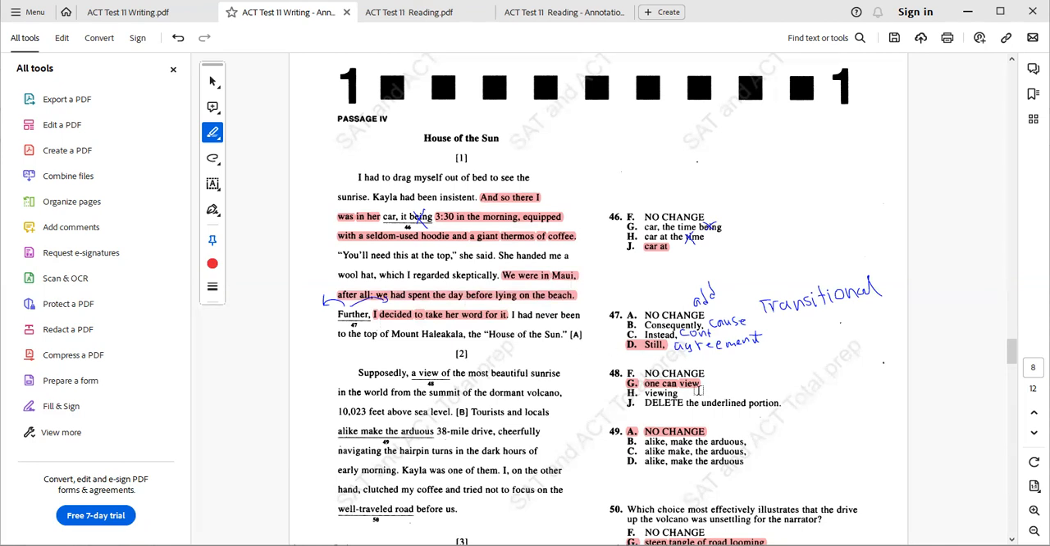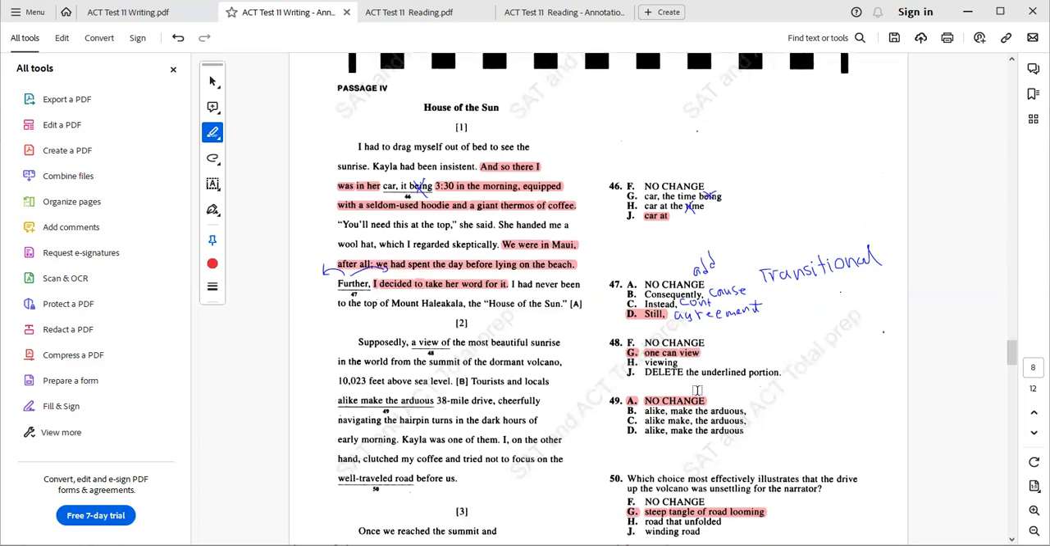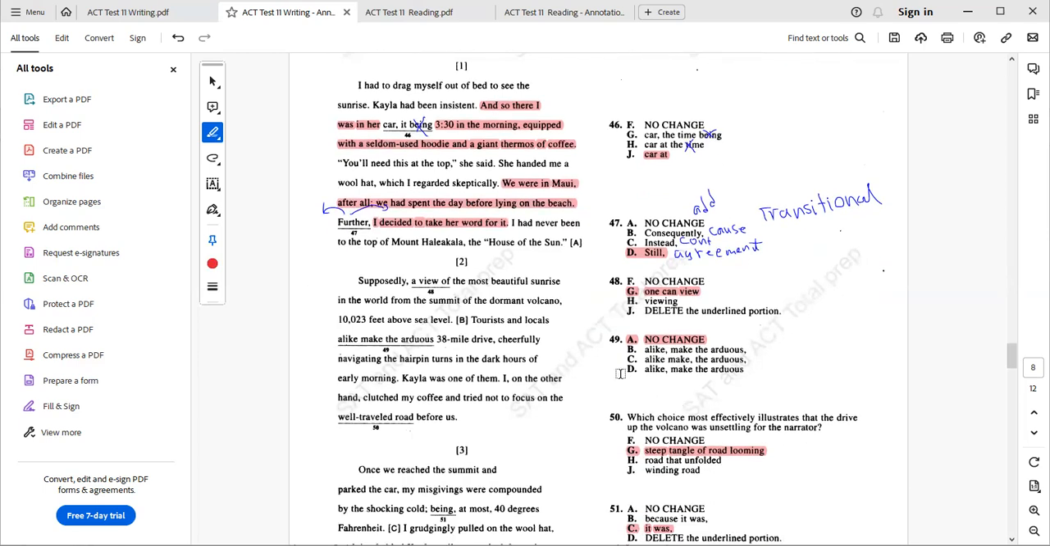Actually, Engineer Ziad got it right, this one. 48, right. 49 is wrong, Engineer Ziad.